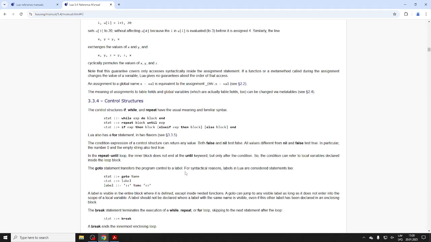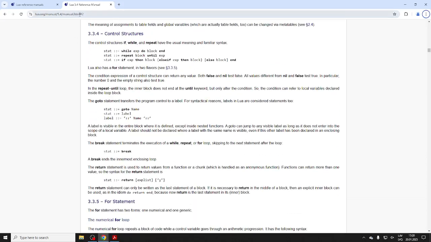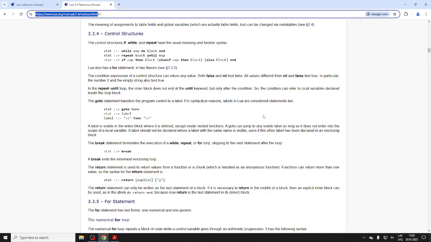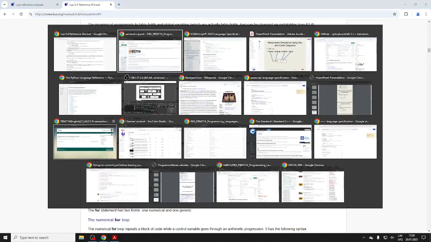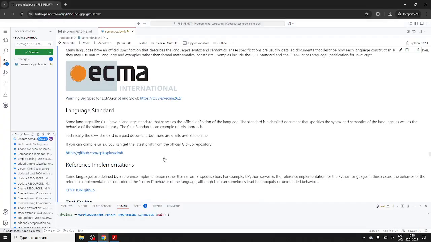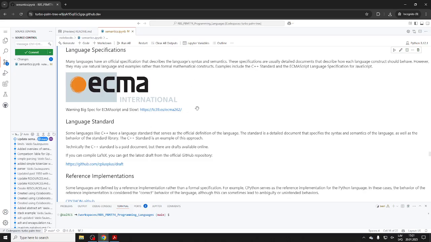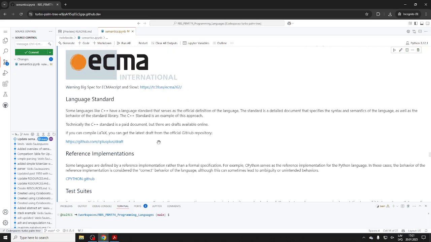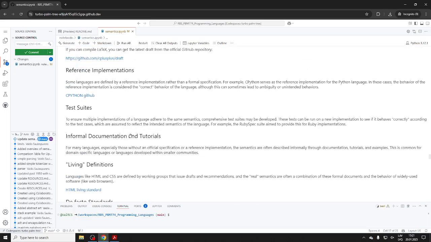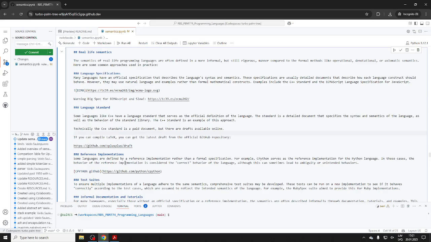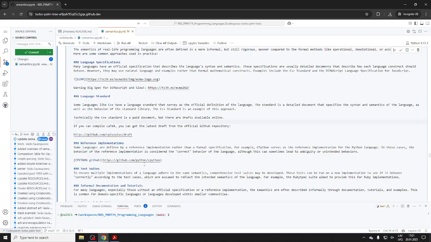So Lua is probably the most readable reference manual. Actually, let me add this to our materials. I like this one here. So Lua: reference implementation, reference standard, language standard, reference implementation, and here we are, and also the reference manual.